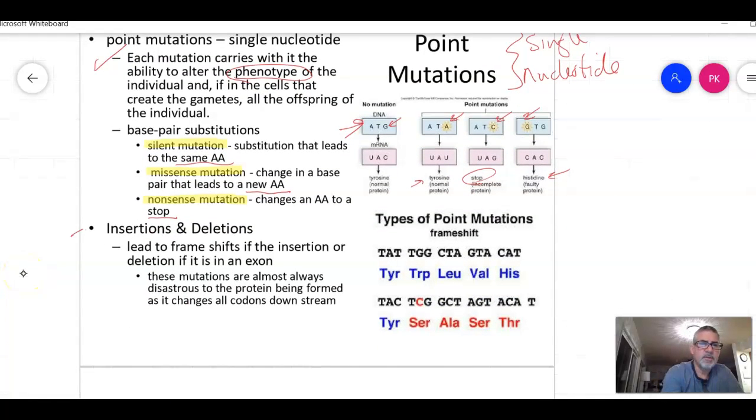Insertions and deletions are the worst of the point mutations, right? And the reason why they're the worst, if I get an addition or a deletion of a single nucleotide, it changes everything downstream. So if you see our original sequence here, TAT, TGG, CTA. If I insert a C right here, right, then it pushes all of my codons off by one. So now it changes every amino acid downstream, right? So I get a completely different new program that won't work, or protein, not program, but a protein that won't work, right?